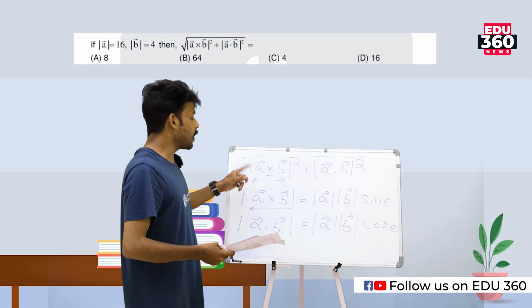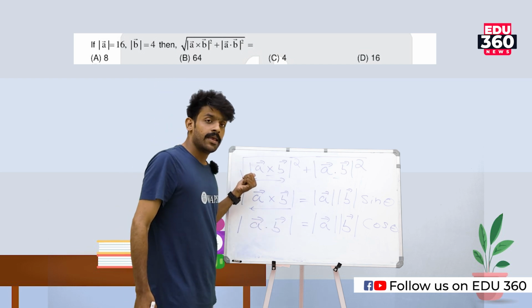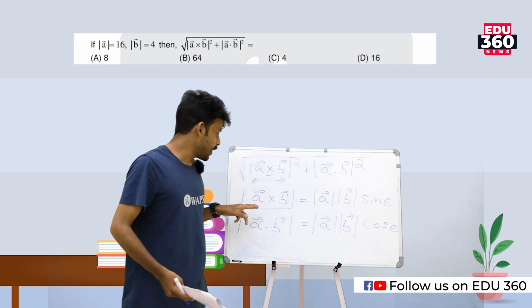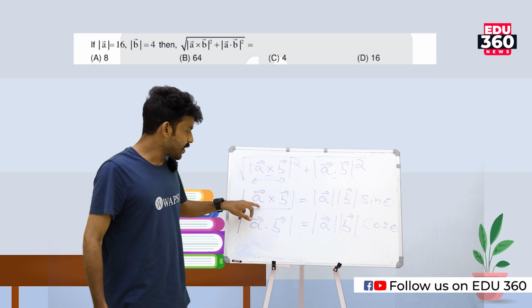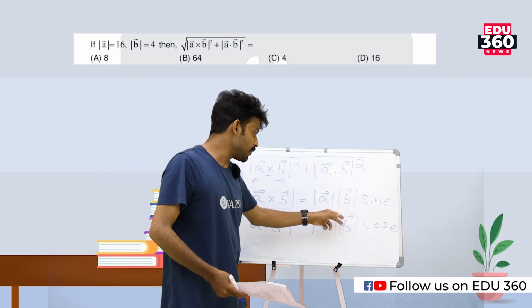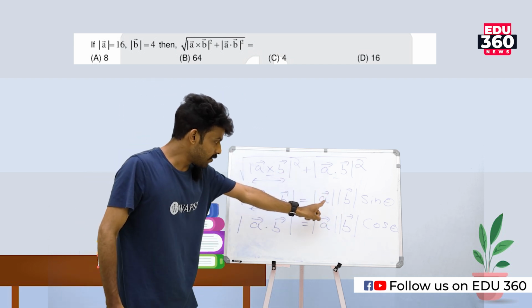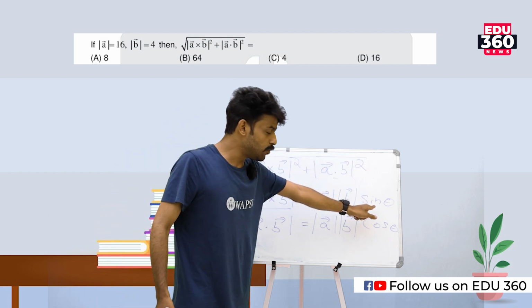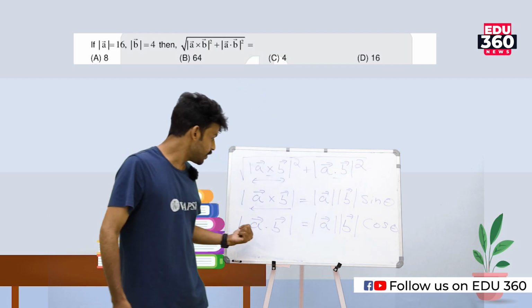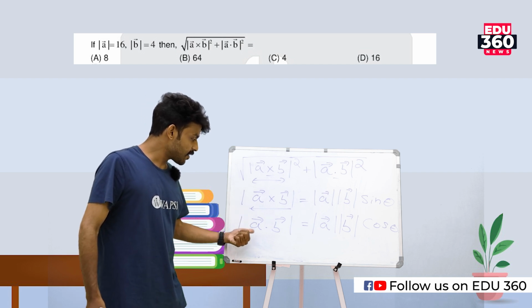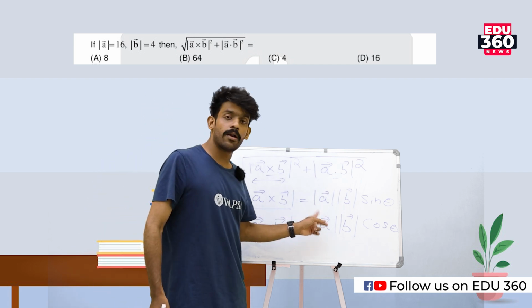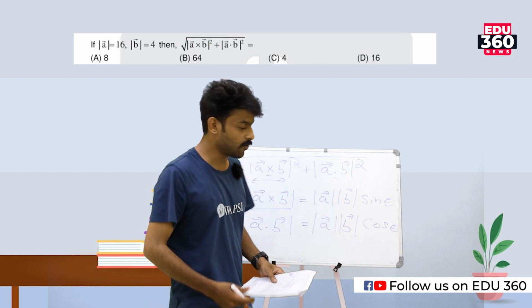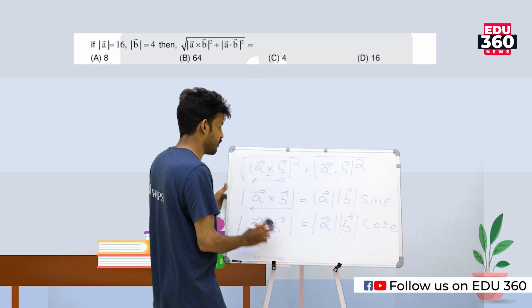Now look at the question. Modulus of A vector cross B vector the whole square means it will become modulus of A vector whole square into modulus of B vector whole square into sine square theta. And for A vector dot B vector, it will become modulus of A vector whole square into modulus of B vector whole square into cos square theta. In the next step we can substitute this.